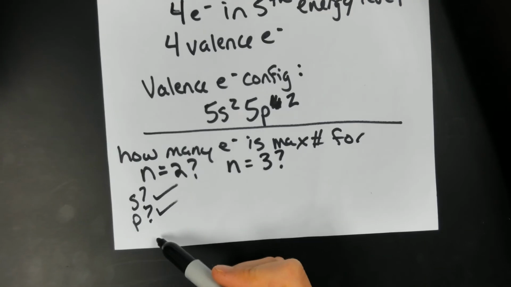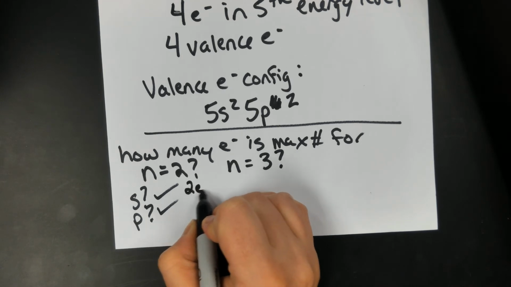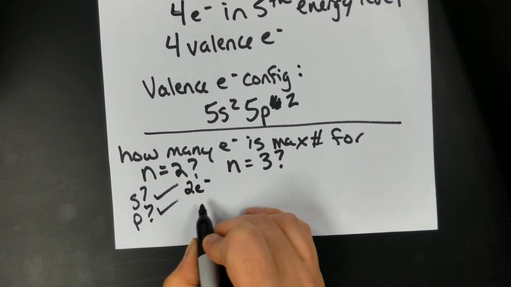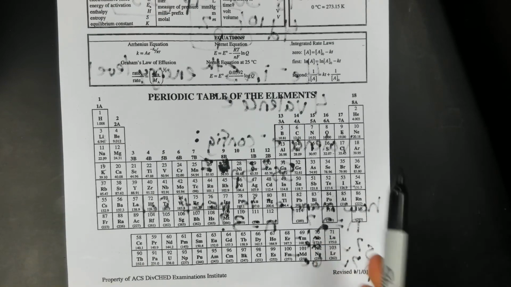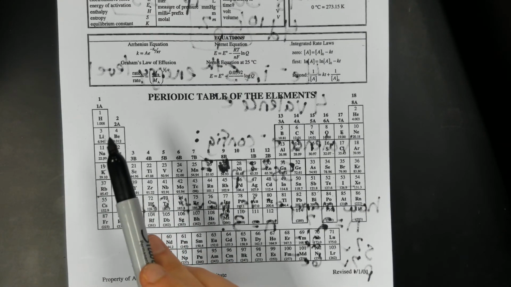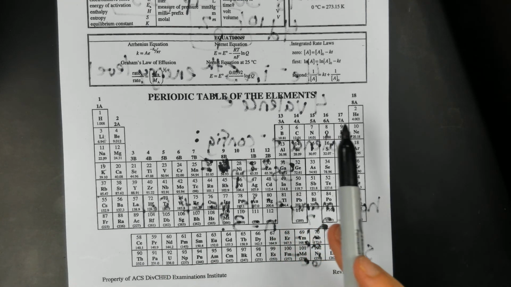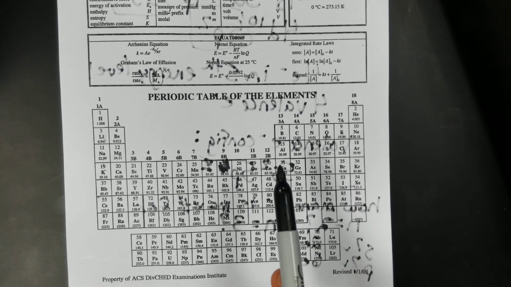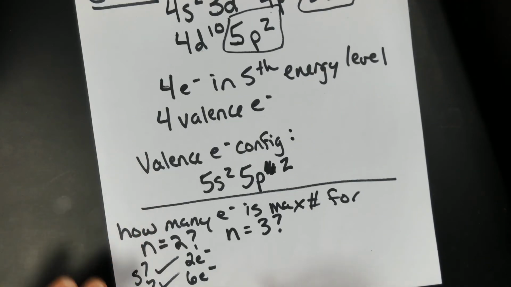Can I have a 2d? No. So s carries with it how many? 2 electrons. And p carries with it a maximum of 6 electrons. How do I know that? Oh, this looks awful now, doesn't it? In each s subshell we have 2 electrons, and in each p subshell we have 6 maximum. So the answer would be 8.